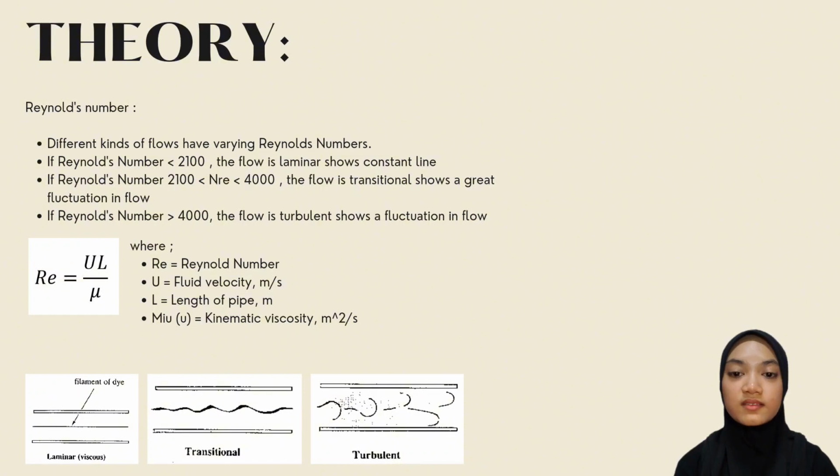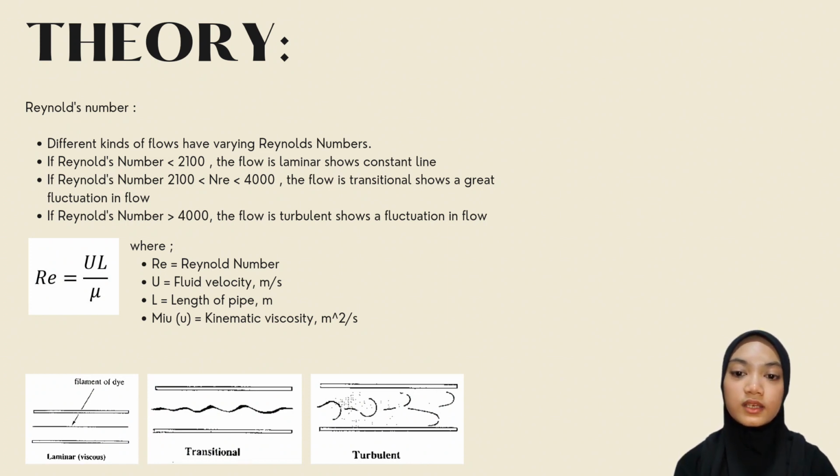If the Reynolds number is less than 2100, the flow is laminar, showing a constant line of streamline. If the Reynolds number is between 2100 and 4000, the flow is transitional, showing a great fluctuation in flow. If the Reynolds number is more than 4000, the flow is known to be turbulent flow, showing fluctuation in flow.